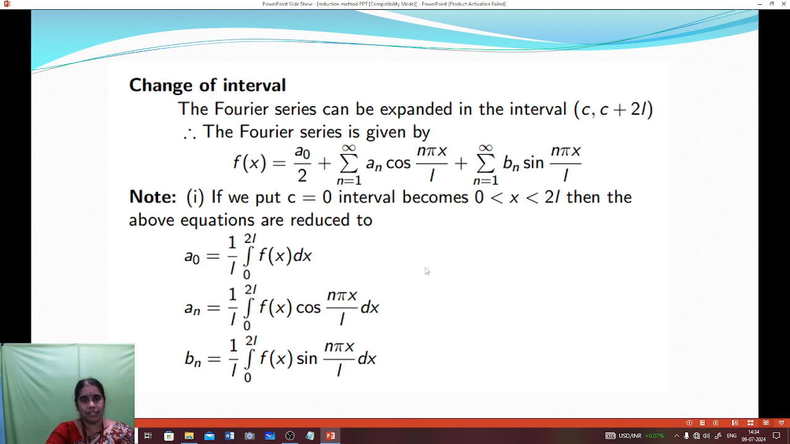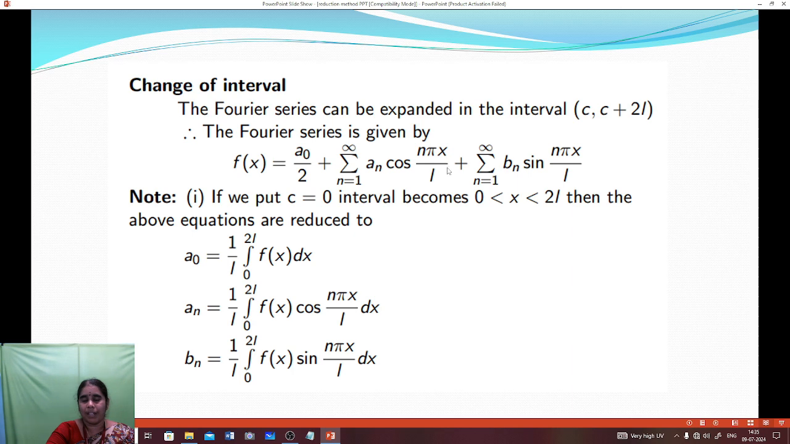Next thing, change of intervals. For the intervals c to c plus 2 pi, we just calculated for 0 to 2 pi and minus pi to plus pi. In the same way, for the interval c to c plus 2l, the Fourier series is given by f of x equal to a0 by 2 plus summation 1 to infinity a n cos n pi x by L plus summation b n sin n pi x by L. Whereas in the pi case, we just use cos n x.